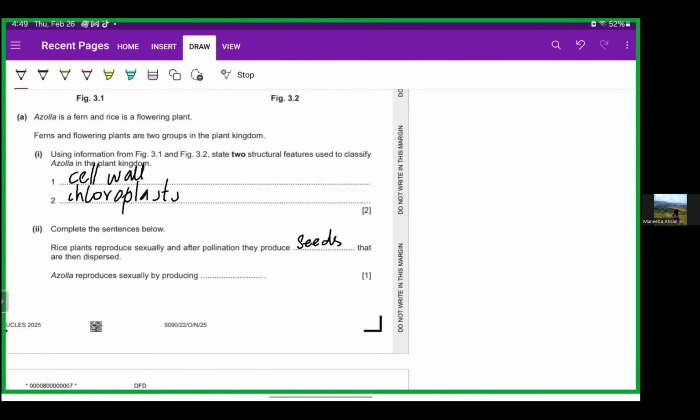Azolla reproduces sexually by producing dash. Obviously, you know that sexual reproduction is by the gametes. It can also be done by the spores. However, I would say that sexual reproduction is more through gametes. So that's the more common answer.